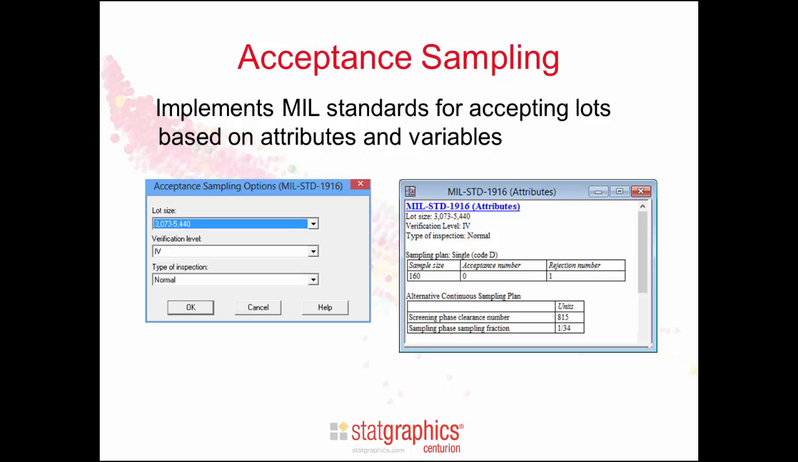The new acceptance sampling plans implement various military standards for accepting lots based upon attributes and variables. The user specifies the lot size, the verification level, and the type of inspection. Statgraphics then determines the number of items that need to be inspected and the acceptance number and rejection number of the plan.